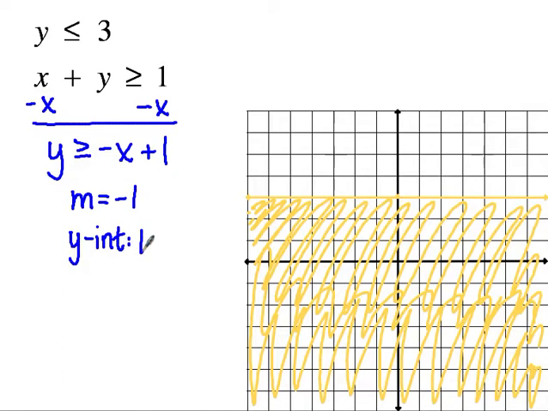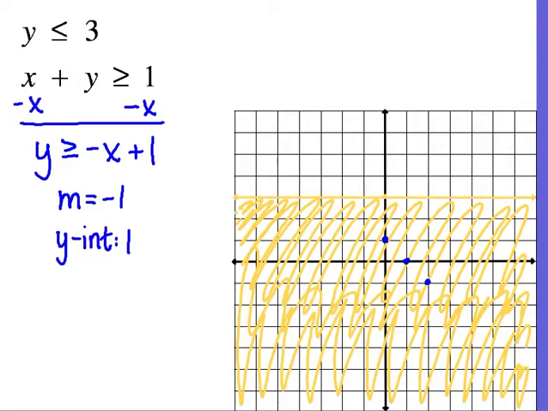What's my y-intercept? 1. Okay. So I'm going to put a dot at 1. And then a slope of negative 1 means you do what? Down 1 over 1. Solid or dashed line? Solid. Very good.